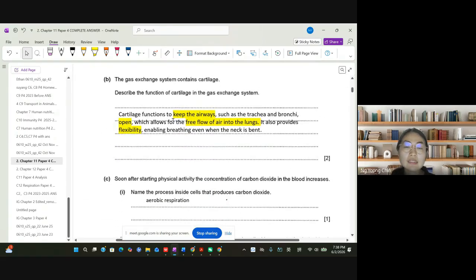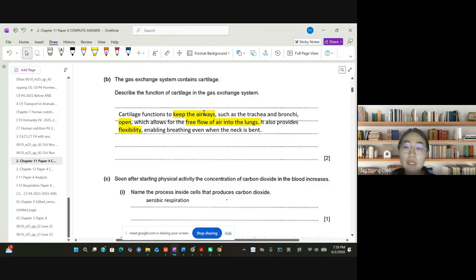And then, okay, this is the function of cartilage, right? The C-shaped cartilage is found at the trachea. Trachea is made from C-shaped cartilage. So the function of cartilage has two parts. First, they keep the airways open, like the trachea and bronchi. And secondly, they prevent the airway from collapsing. So they want to keep the airway open.